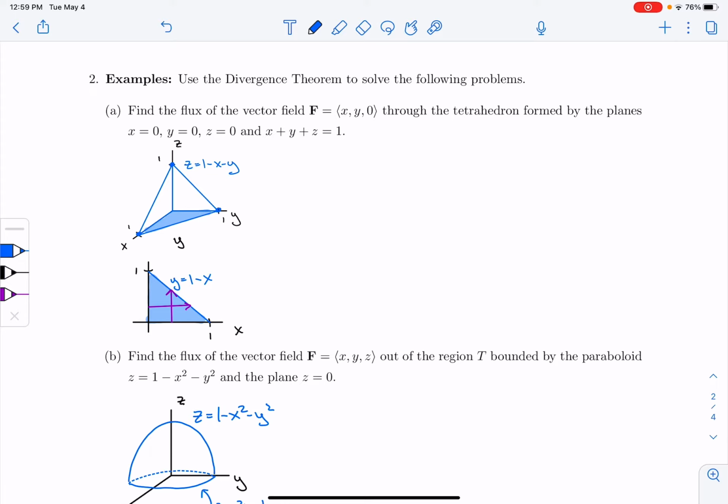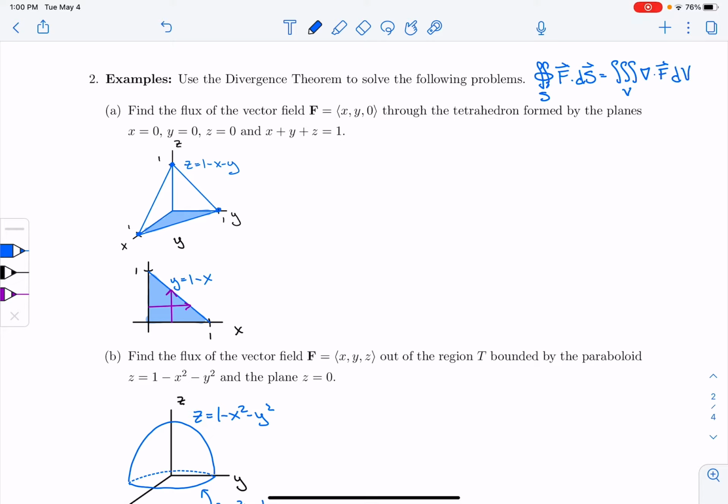So here we want to apply the divergence theorem. So we're going to recognize that the surface integral, which represents flux over a closed surface, is the integral of F dot dS. And that can be rewritten as a triple integral over the enclosed volume of the divergence of F dV.